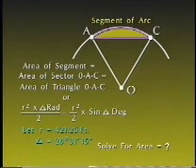Okay, I got 44,166 square feet for the sector area and 42,365 square feet for the inscribed triangle. Subtracting the triangle from the sector gave me the area of the segment, 1,801 square feet. Is this what you got?